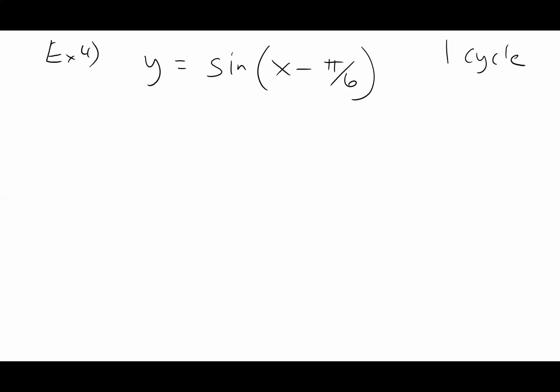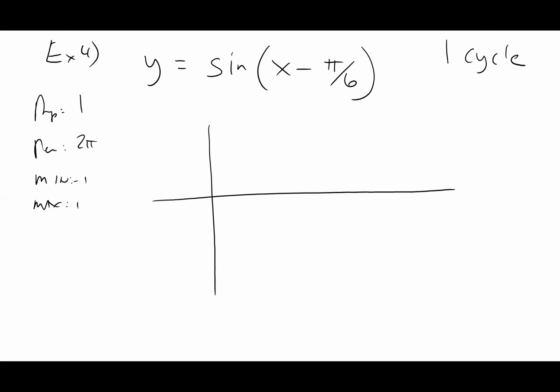All right, let's start it. In one cycle, that means one period, period is 2 pi. All right, so let's go with the original graph here. So 2 pi, pi over 2, and 3 pi over 2. Okay, one complete cycle. And this is a minus sign, so we're going to shift it over to the right this time.